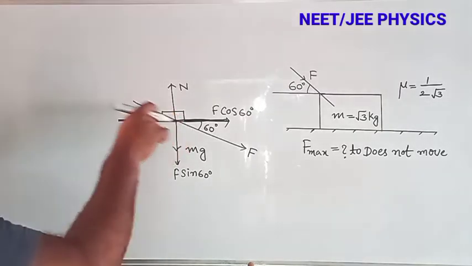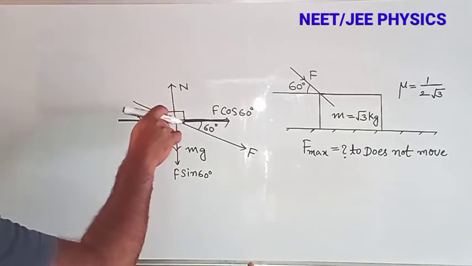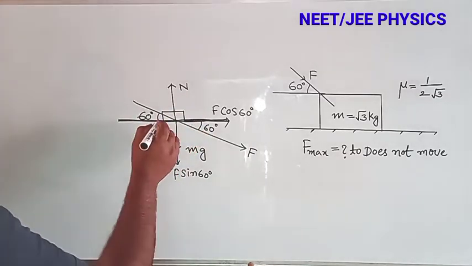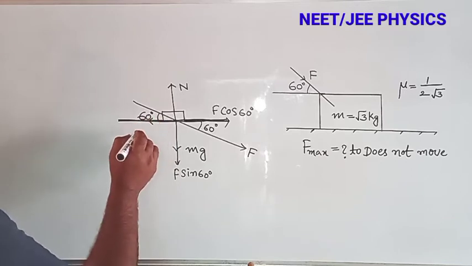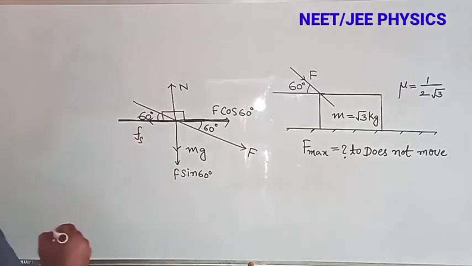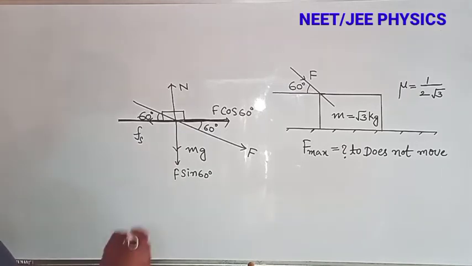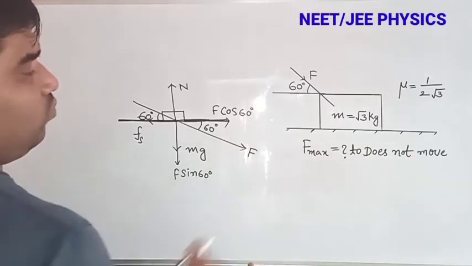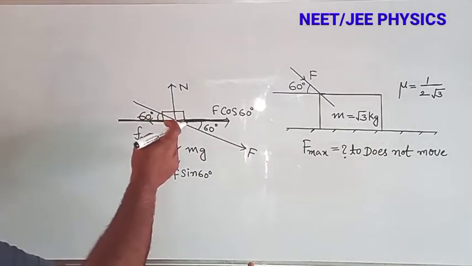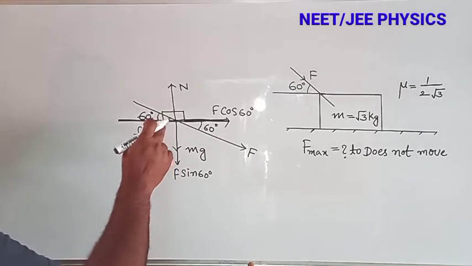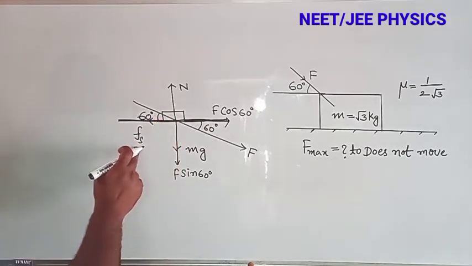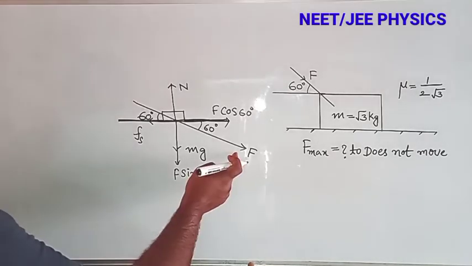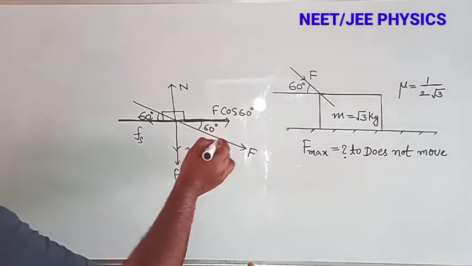Now when the force is acting on this block, the block tries to move in the forward direction. At that time, the frictional force acts in the backward direction. Here the static frictional force will act backward, because we are finding the maximum force for which the block doesn't move. At that time the block is not moving, so the friction force is static friction, acting in the opposite direction. Now we resolve this force into two components.